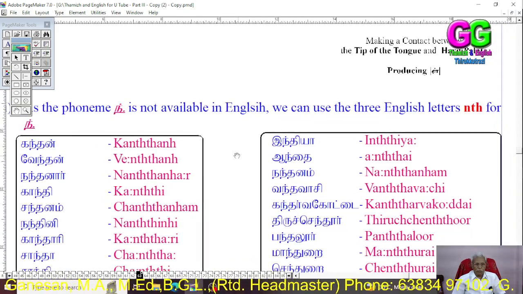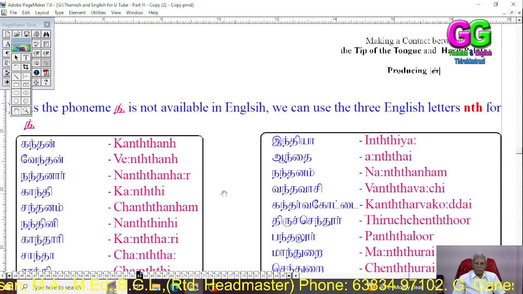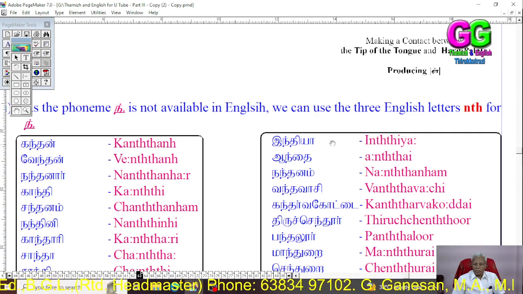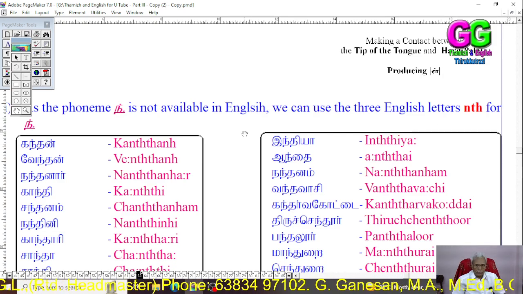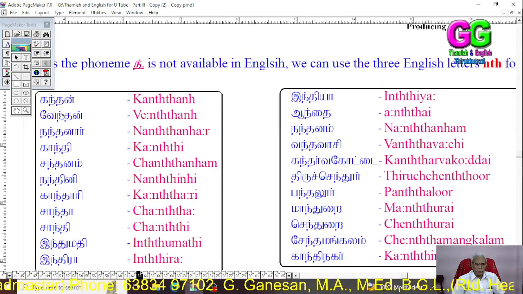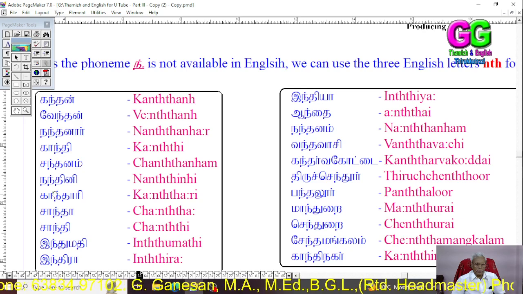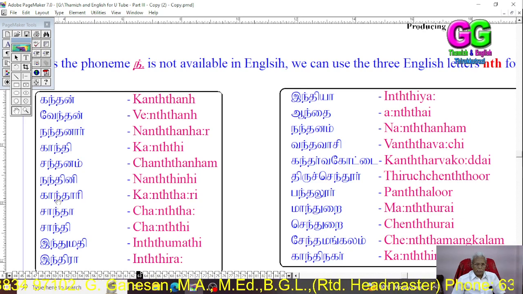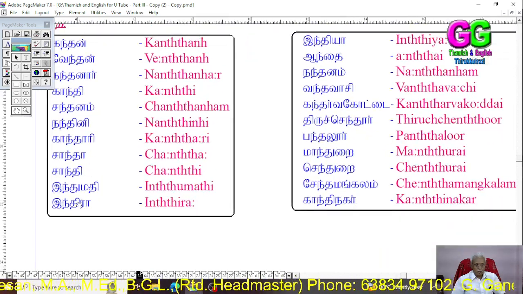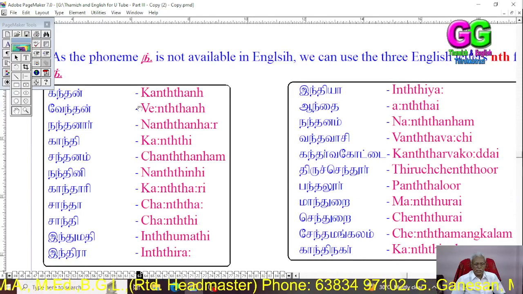Now see, first of all, this phoneme is not available in English, so we can use the three English letters NTH that I have already mentioned. You see, Kandan, Vendan, Nandana, Kandi, Sandanam, Nandini, Kandari, Sanda, Sandi, Indumadi, Indira.